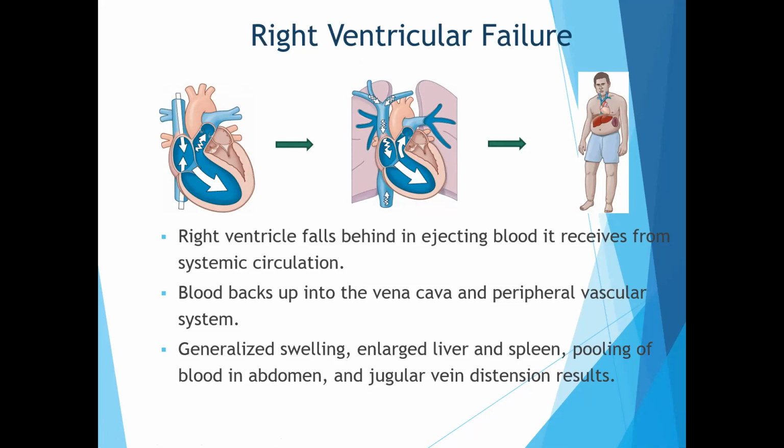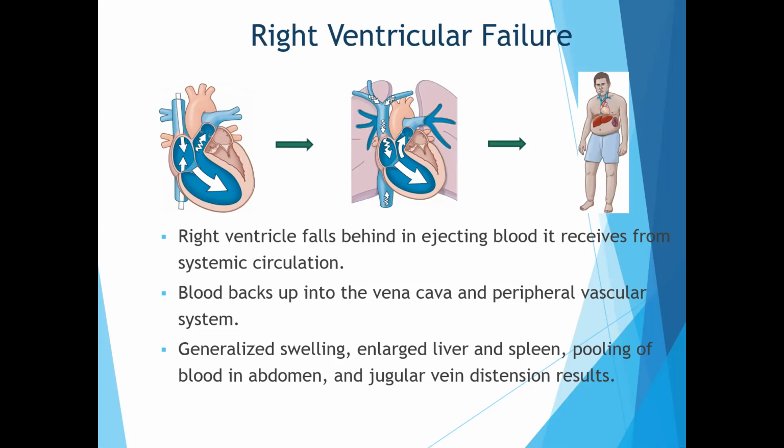You can get an enlarged liver. Our liver plays a large role in cleaning our blood, so blood can get backed up there as well. Same thing with the spleen. It recycles red blood cells, so it gets backed up. And then you can also get some pooling of blood in the abdomen, so you get a distended, swollen abdomen as well.